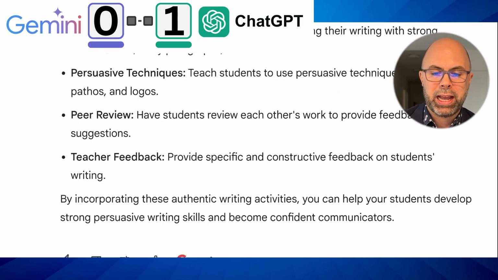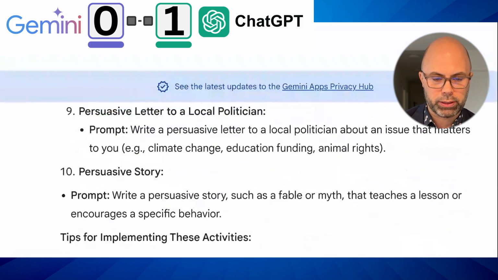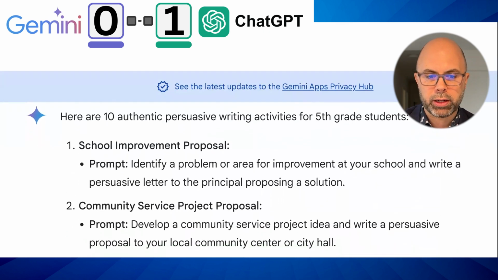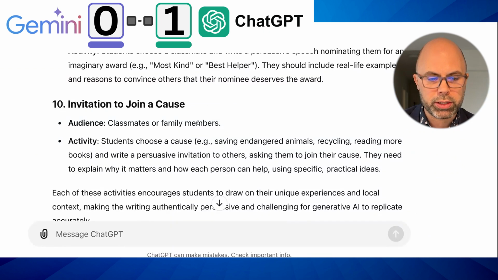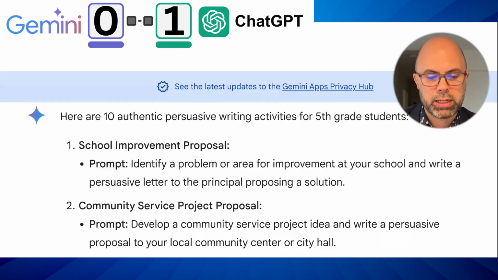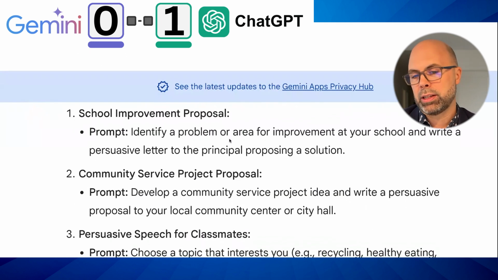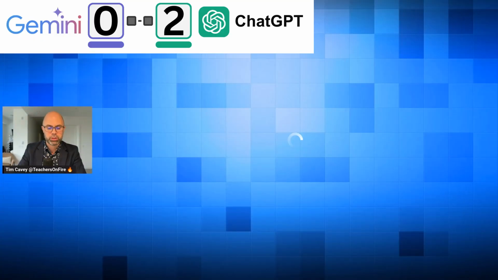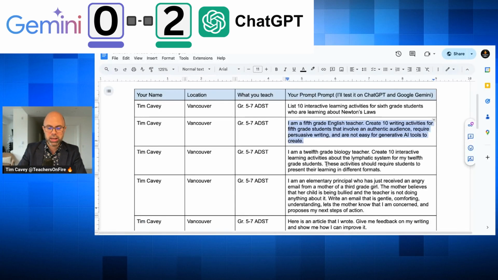These are all great. However, going back to ChatGPT, I do like how ChatGPT breaks it up by audience and activity. Over here on Google Gemini, all we see is the prompt or the activity. And so again, I'm going to have to say the win on this one goes to ChatGPT. Let's go back to my list of prompts and select the next one.